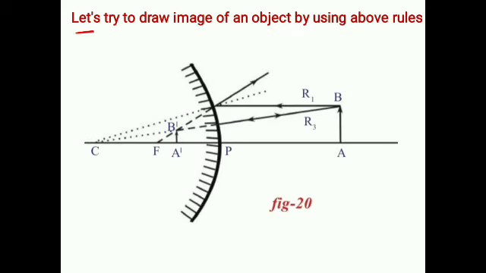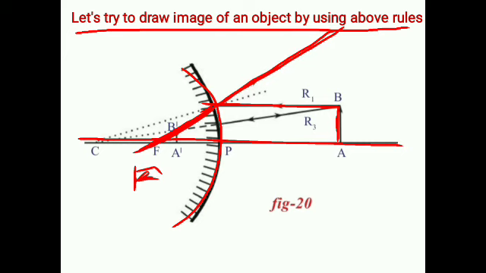Let's try to draw the image of an object by using the above rules. This is a convex mirror. AB is an object placed on the principal axis. R1, a parallel ray, will get reflected and seem to appear coming from the focal point. So this is the reflected ray and this is the extended reflected ray.